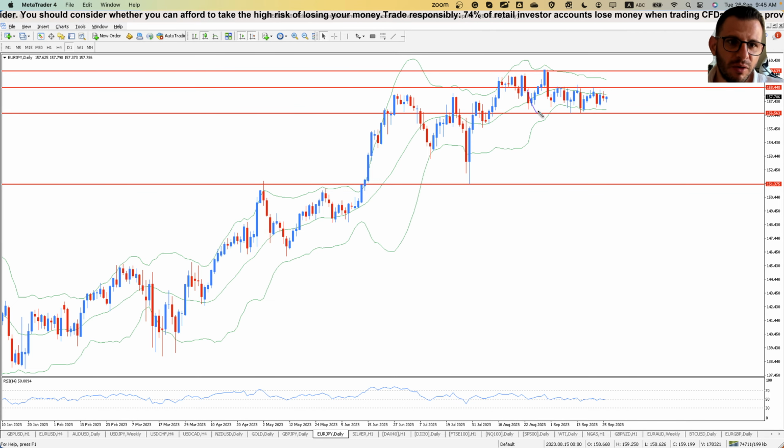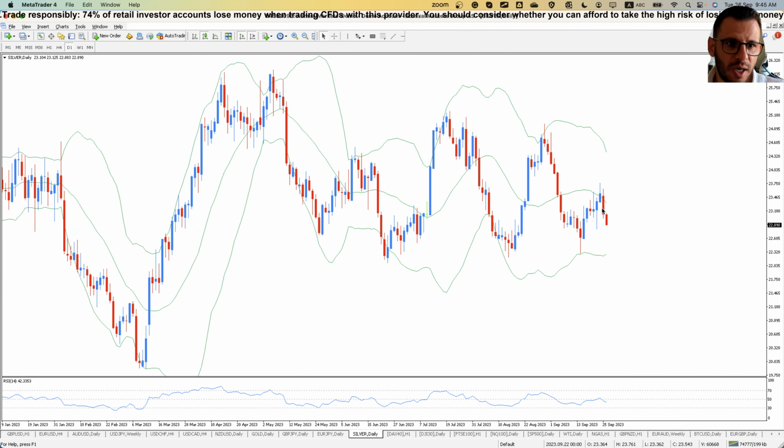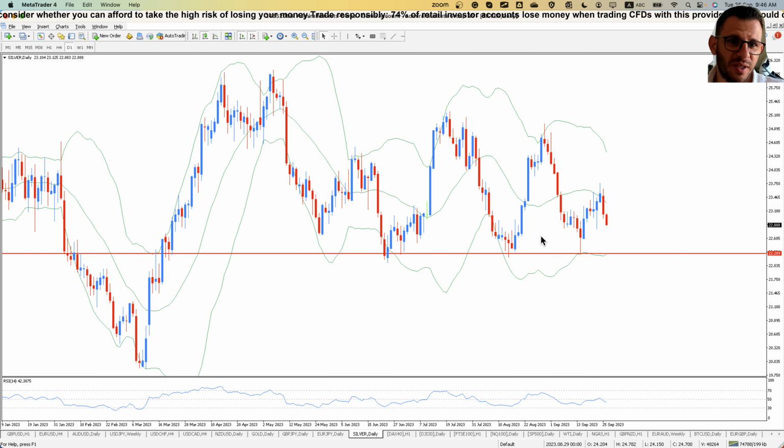Very flat on the euro, that's the euro against the JPY. Very flat here. Silver, and then we go to indices on the daily chart. It follows the move, the sell-off of gold. Strong area of support here, guys.